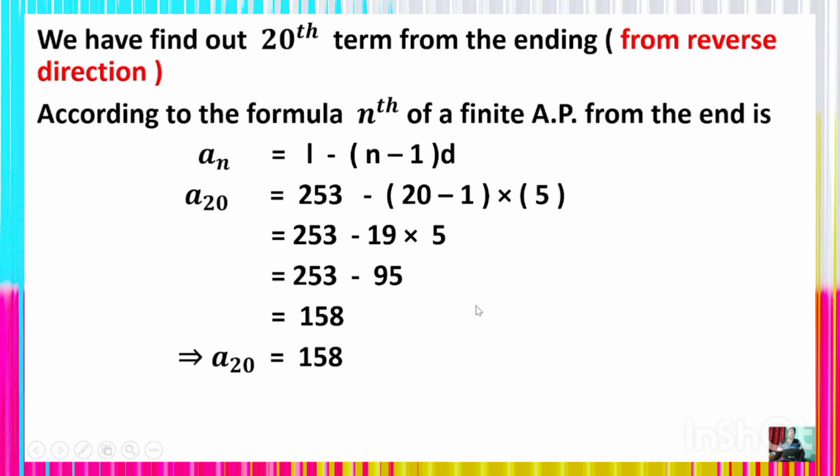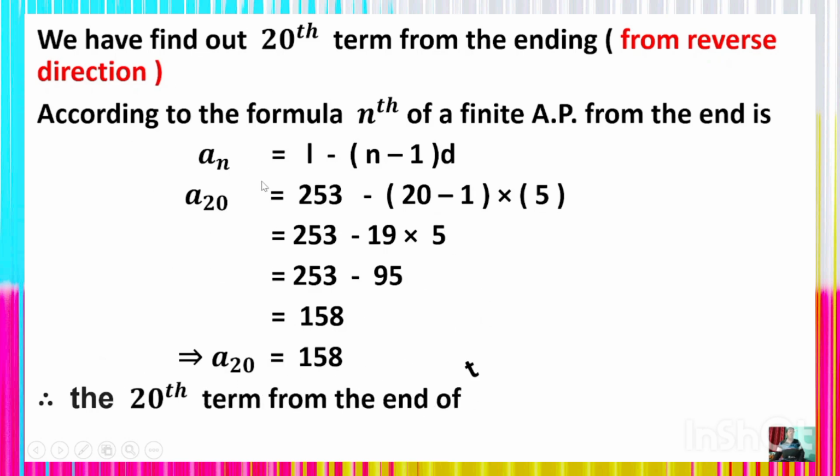This is another interesting and most probable problem for you. Also practice similar kinds of problems using the formula. Note down the formula: a_n is equal to l minus (n minus 1) whole into d, which is the nth term from the ending of an arithmetic progression. Thus we get the 20th term from the end of the given AP is 158. Okay, understand? Once again, look at it and note it down here. Shall I proceed to the next question?